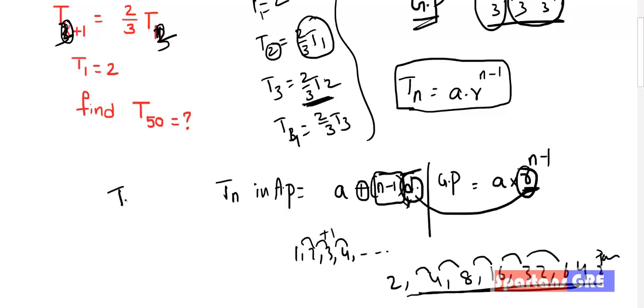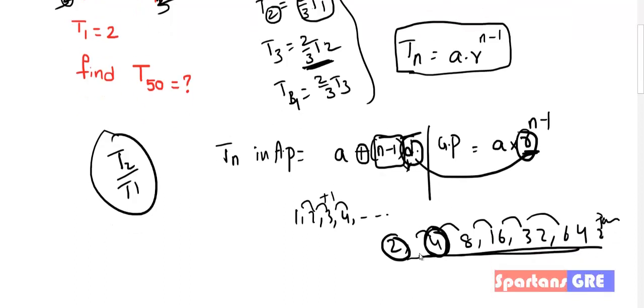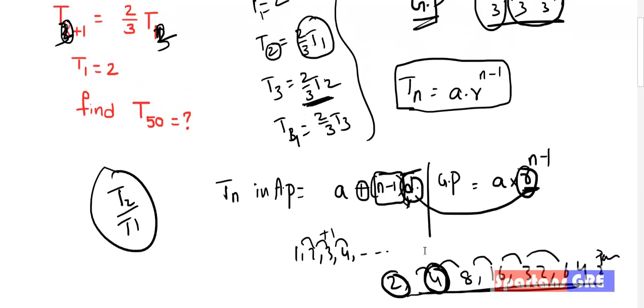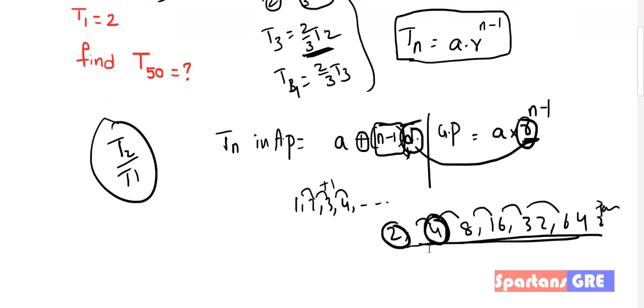R means T2 by T1. That means if you want to find r, then you have to take Tn plus 1 by Tn, this term by this term, right? So you can memorize it this way.